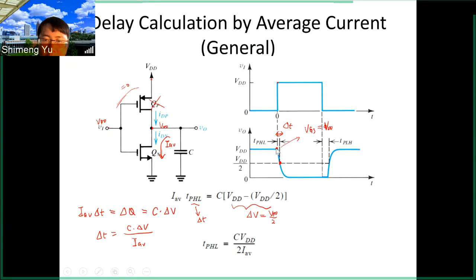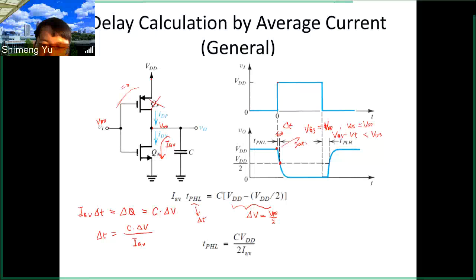So the output starts decreasing. Initially it's VDD, so the NMOS VGS here is VDD, and the VDS is also VDD. This is the initial point here. So VGS minus VT for sure is smaller than VDS. So you can conclude that initially this NMOS is in saturation.